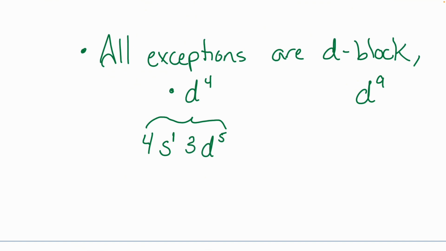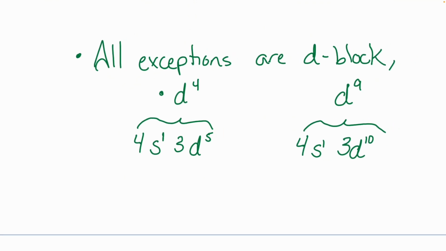And same thing with d9. Instead of getting a half-filled d orbital, this will give a fully filled d orbital, but it's the same idea. It's going to take an electron away from the s orbital in order to fill up that d orbital completely. So for example, copper will have the electron configuration with 4s1 3d10 instead of the expected 3d9.